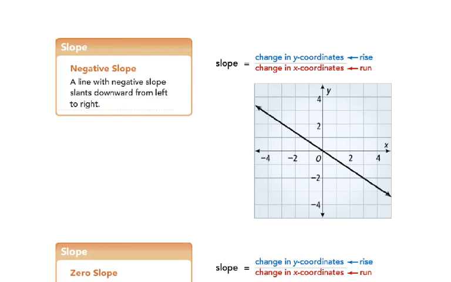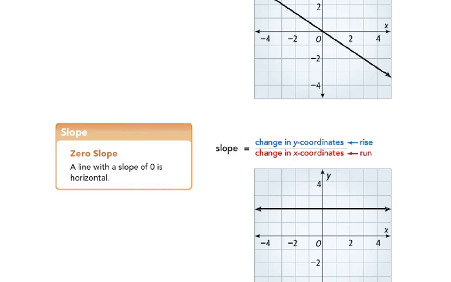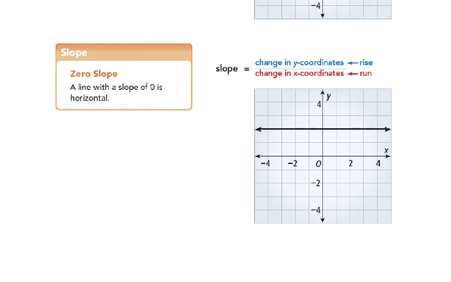And then we have a slope of 0. And that is when the y values never change. So there is no rise. So the rise is 0. But the run, the horizontal change, is there. So there would be some kind of a number in the denominator. And we should know that 0 divided by any number other than 0 is possible, and that equals 0.